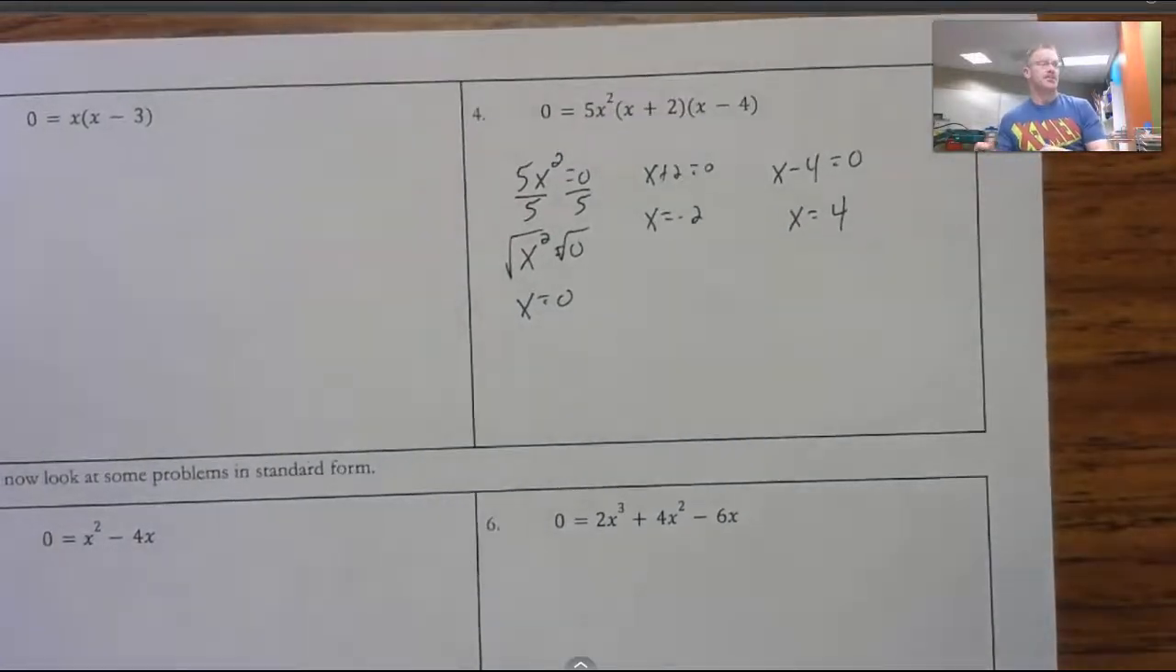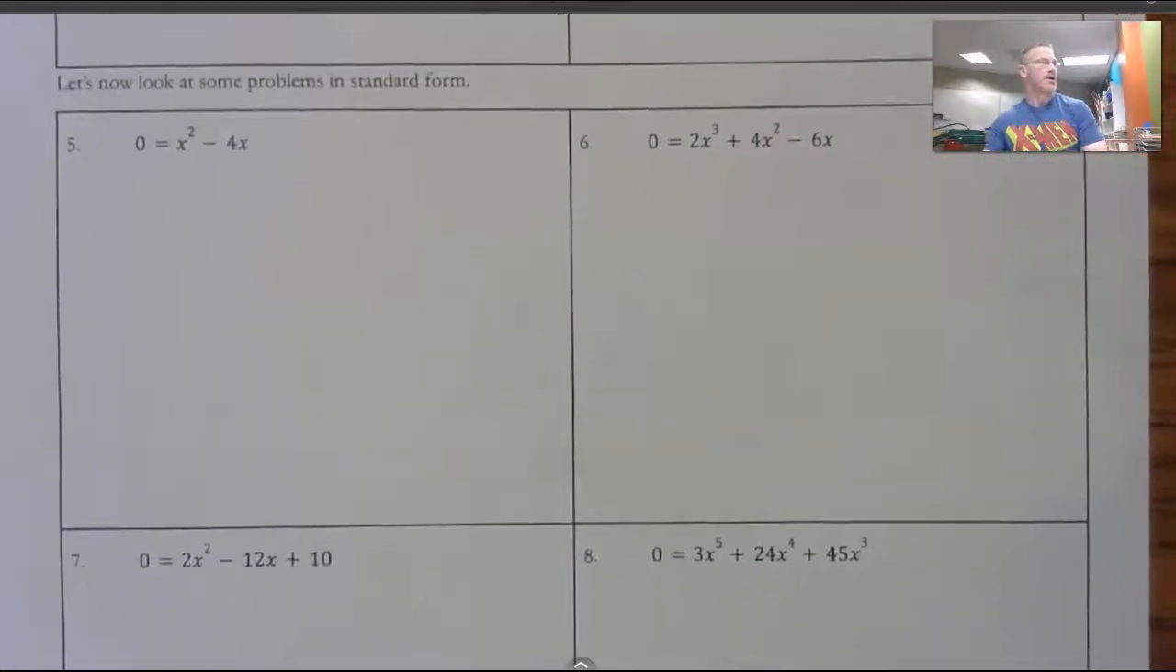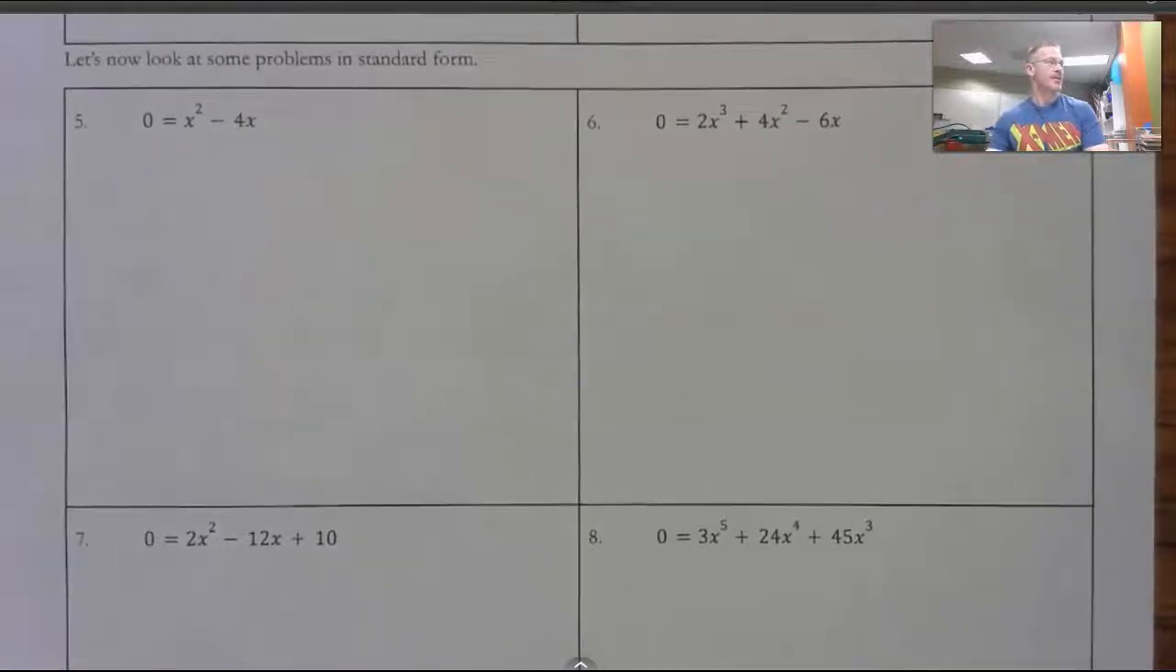Okay, so now, what if it's not in factored form? What do we do? Well, we factor it. So now looking at number 5 here. Now, if there's two terms, what we want to do is look for a GCF first, because sometimes you can get a GCF and that gets it right into the factored form, especially if you have a variable as part of that GCF.